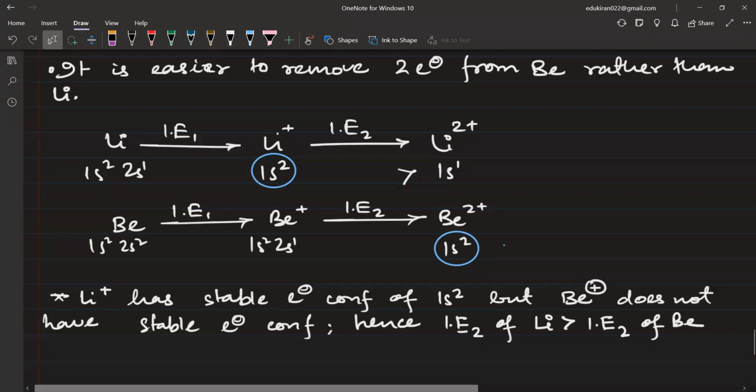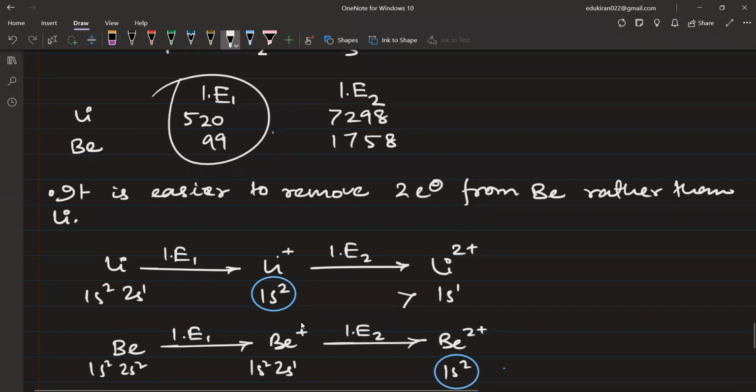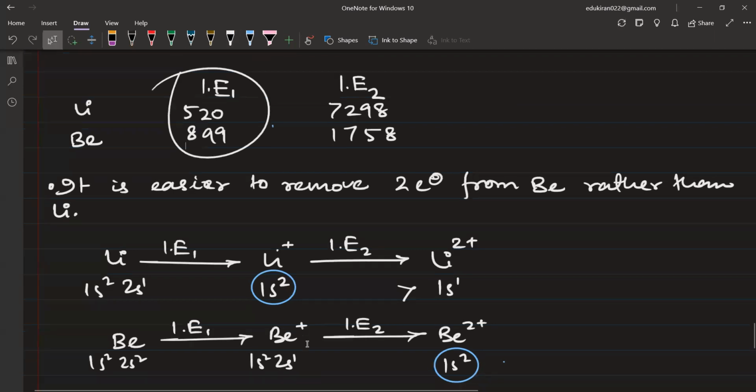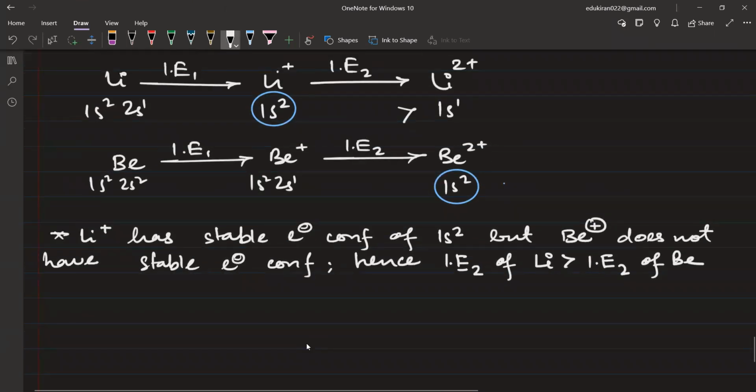But if you look at the first ionization enthalpy, whose first ionization enthalpy is higher, lithium or beryllium? Which one is it higher for? Wait, there was an 8 here, sorry. Which is higher? Beryllium, right? So we'll write the reason for that also.